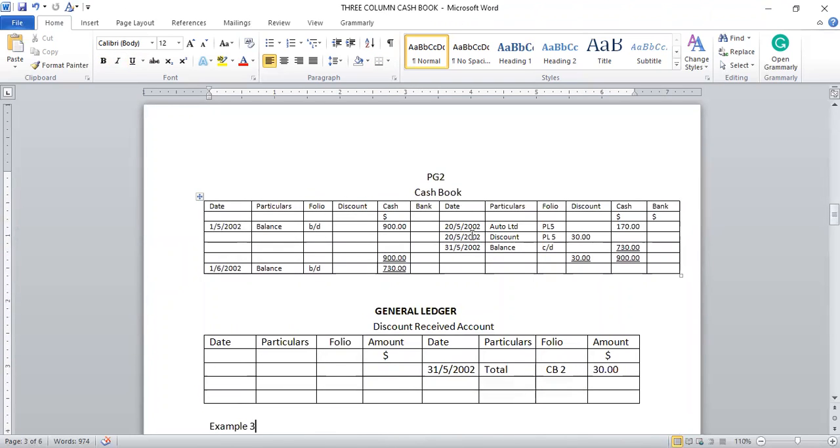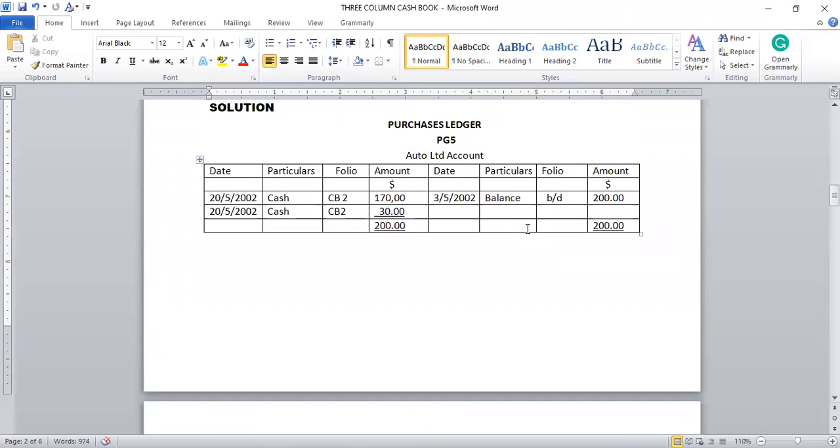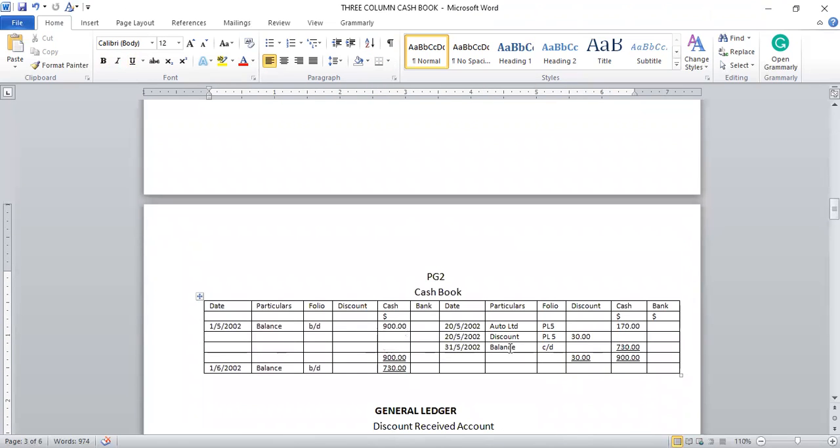Now we are going to pay him. That's why we credit the cash book to pay him. 20th May 2002, particulars, Auto Limited. That's where the corresponding entry can be because we are paying. So that's his account. Once he has been debited, the corresponding entry should be credited in the cash. So assume purchase ledger page 5, folio, and the amount cash $170 paid.